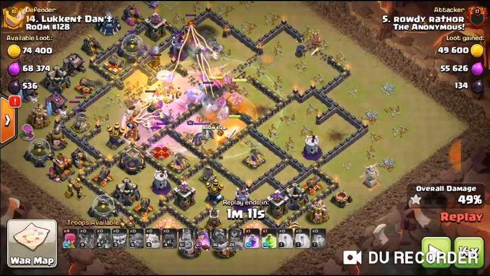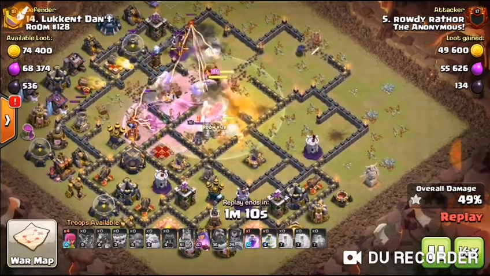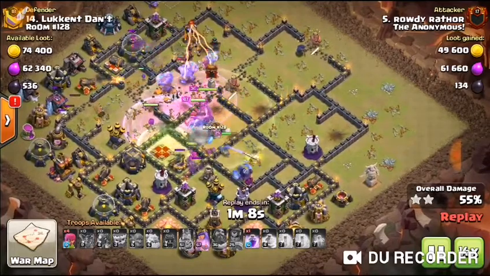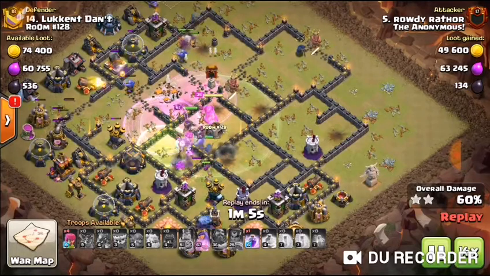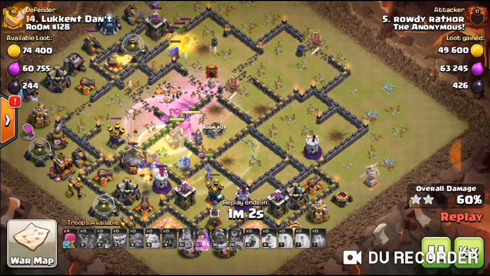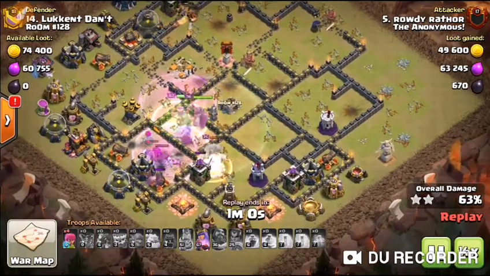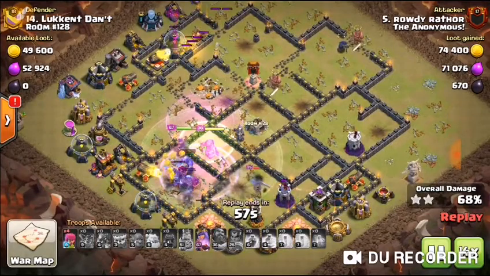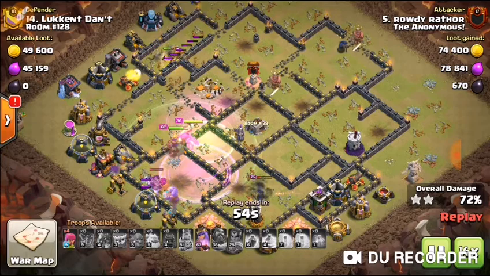See here, again he has deployed one rage spell here. See, again he has deployed the rage spell, and the yetis are doing good work, and almost his base is clear. Okay, let me show another example.